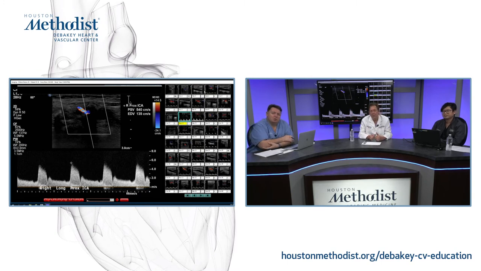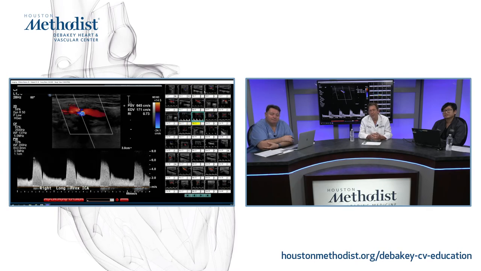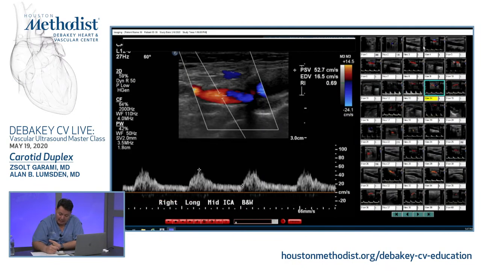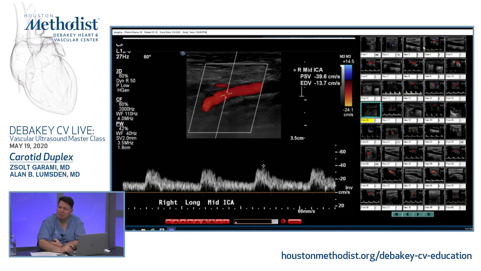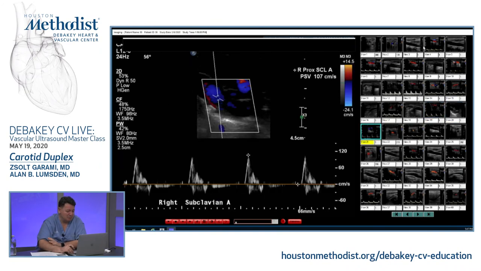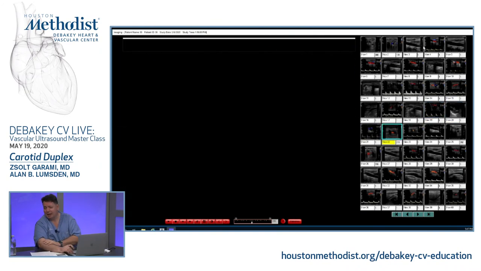Yes. And I think the highest velocity was probably this one, 645 or 71. For saving time, let's just skip the rest of the study. Just trust me that there was definitely a 70% stenosis. And can we switch back to my Mac?